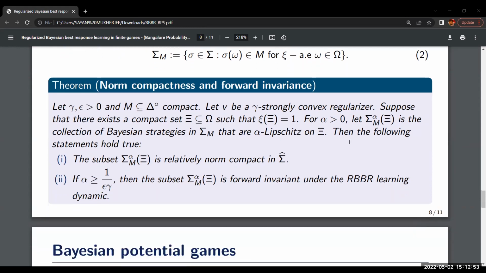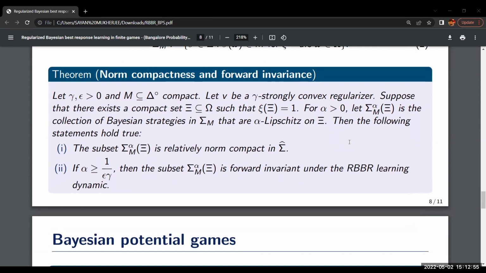Then the result states that sigma alpha m is relatively norm compact in sigma hat, and that if alpha is sufficiently large, meaning that it's greater than 1 by epsilon gamma, then sigma alpha m xi is also forward invariant under the RBBR dynamic, which means that if the initial condition of the dynamic is inside sigma alpha m xi, then the solution always stays inside sigma alpha m.